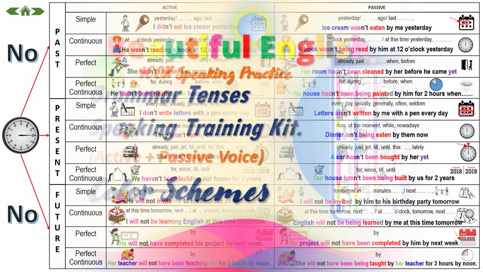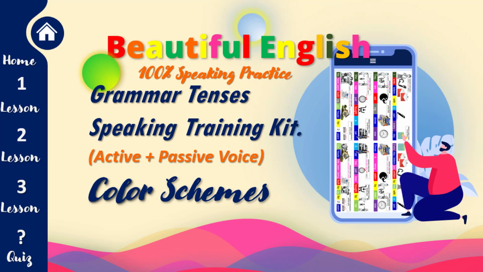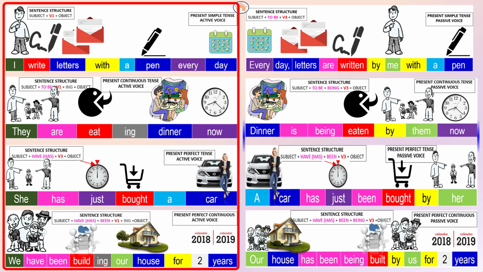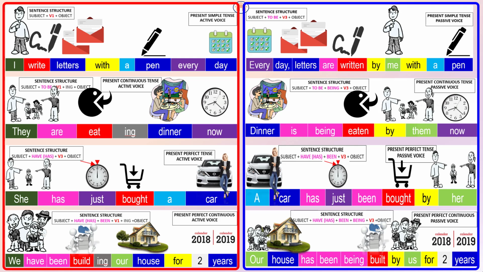Color schemes. At first, you will see color schemes with words. You will also see a sentence structure, tense and voice in the picture. Click a picture in active voice, listen and repeat. Click a picture in passive voice, listen, repeat and compare 2 sentences.